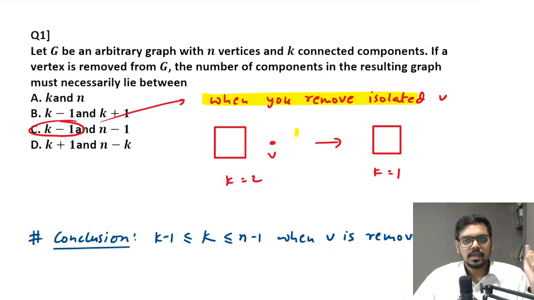Remember, the minimum will happen in an isolated vertex disconnected graph, the maximum will happen in the star graph. So this is your conclusion: if a vertex is removed, minimum k minus 1 components, maximum n minus 1 components. Examples are given. These are the special cases of minima and maxima.